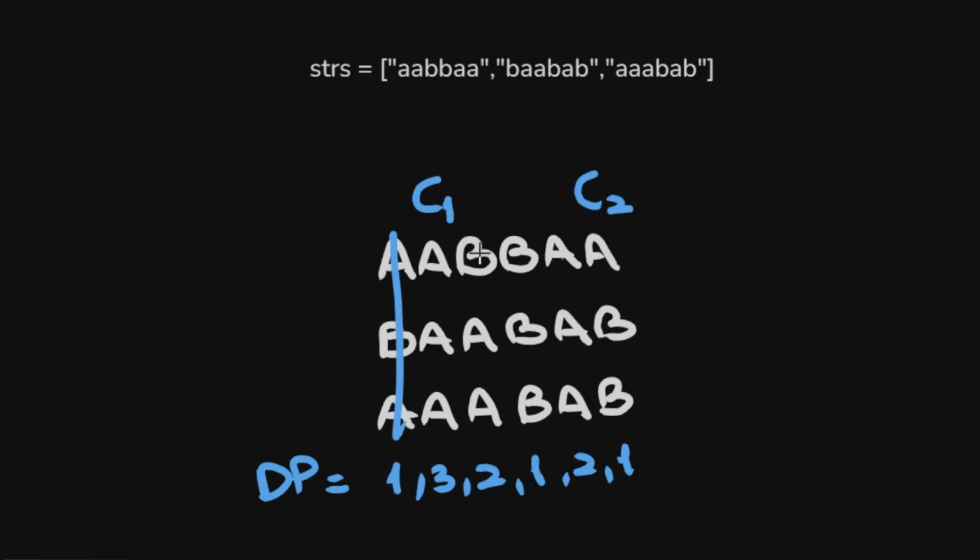Now C2 is here, so we are comparing these two columns. A is equal to A, is smaller than B, A is smaller than B. So this is a valid combination. Here we keep the maximum between the 3 and 1 plus 1, meaning 3.